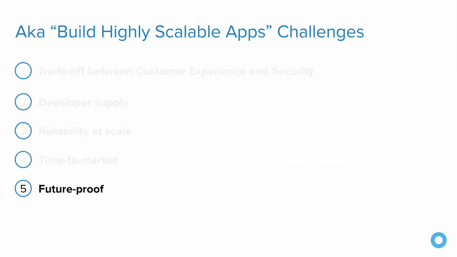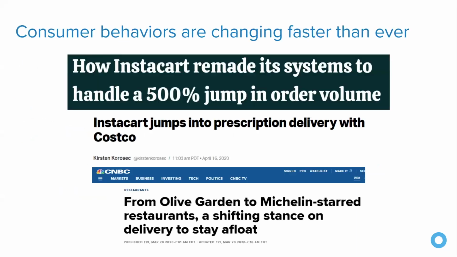And finally, a highly scalable app needs to be future-proof, right? We talked about it a bit, but consumer expectations are very high, and on top of that, consumer behaviors are changing faster than ever. A lot of industries are being disrupted, for instance in transportation, healthcare, and education. This is all before COVID, but I wanted to share some examples of what has happened, and how it has impacted some businesses and industries recently.